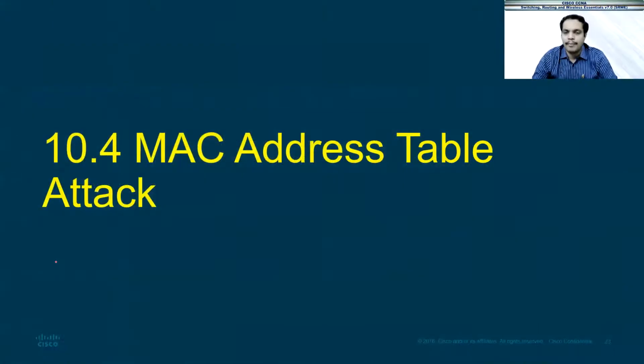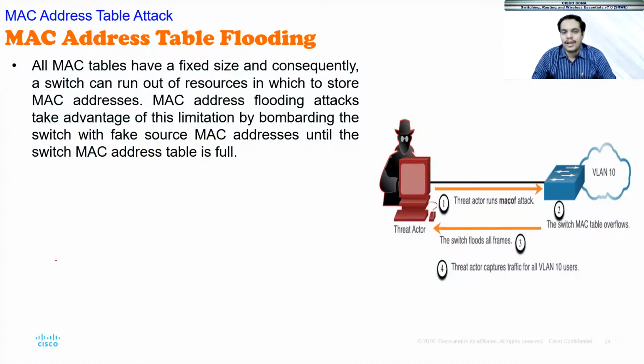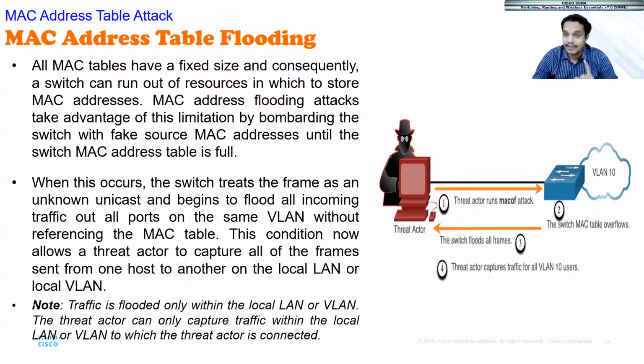Now, what do we mean by a MAC address table attack? How can an attacker perform this? All MAC tables have a fixed size, and consequently a switch can run out of resources in which to store MAC addresses, because a switch does not have infinite buffer space. It will have some fixed amount of space. MAC address flooding attacks take advantage of this limitation by bombarding the switch with fake source MAC addresses until the switch MAC address table is full. There is no more space to add any more entries. When this occurs, the switch treats the frame as an unknown unicast and begins to flood all incoming traffic out on all the ports.